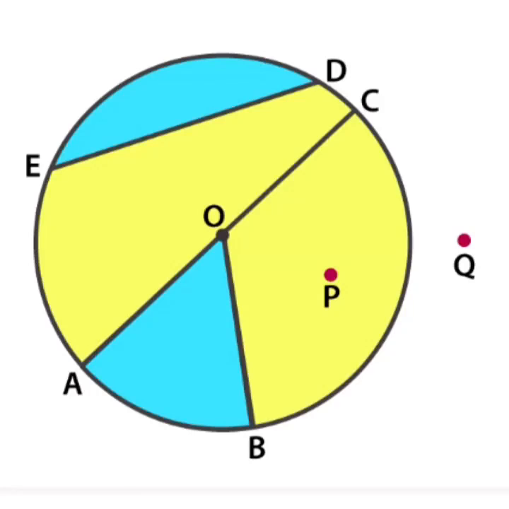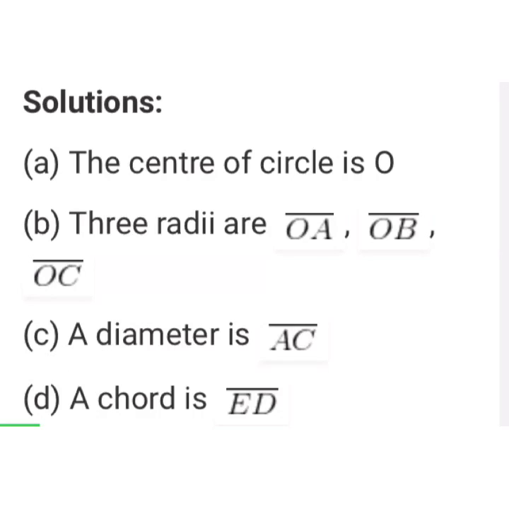The sector of the circle is AOB, the shaded part. And the segment of the circle is ED, again the shaded part. Children, I will repeat the answer.